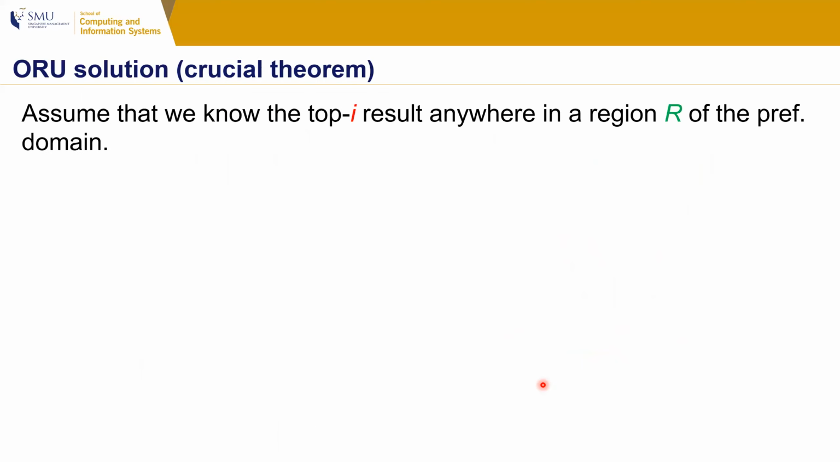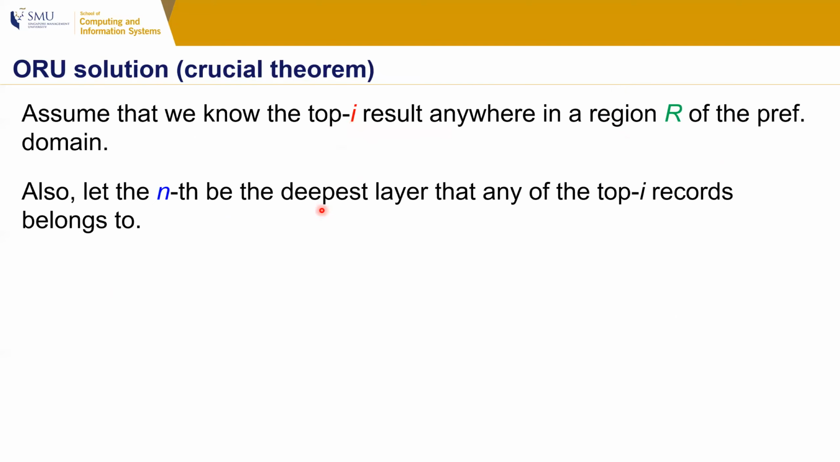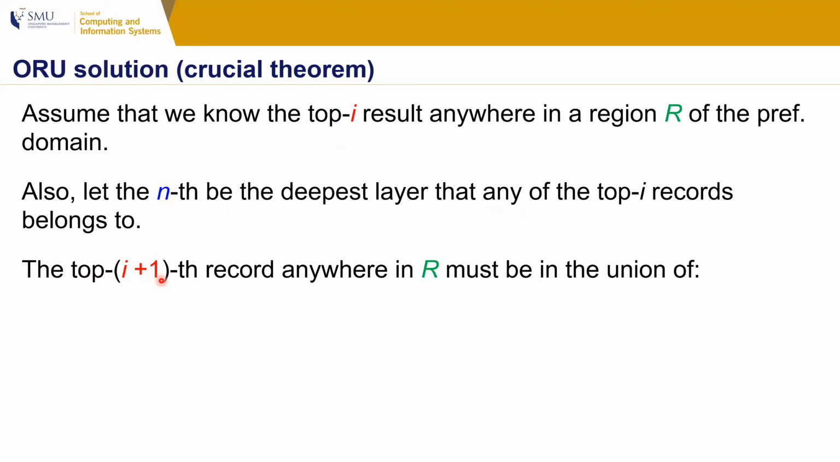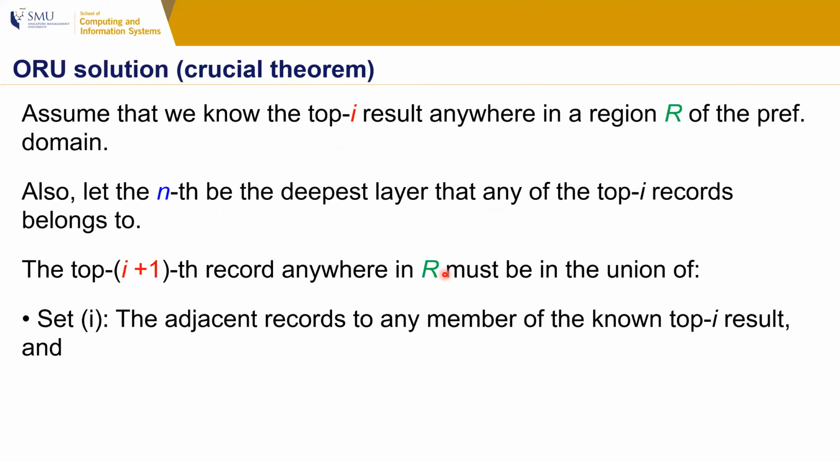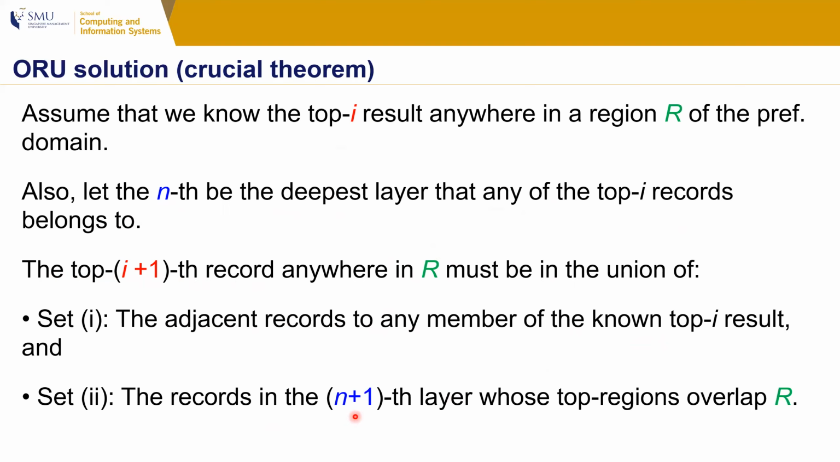We can actually generalize that. So if in a region R in the preference space, we know the top i result, and if we assume that the nth is the deepest layer that any of these top i results falls in, then we are proving that the top i plus 1 record anywhere in this region R must fall in the union of either the adjacent records to any member of the known top i result, or among the records in the immediately deeper layer from the one we have seen so far, meaning the n plus 1th layer, whose top regions overlap with the region R.